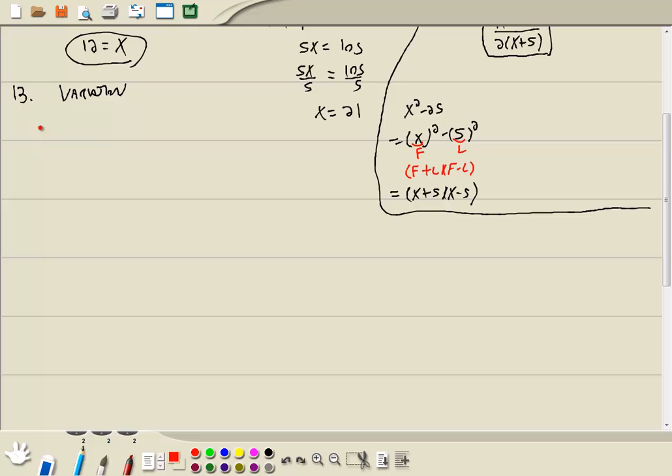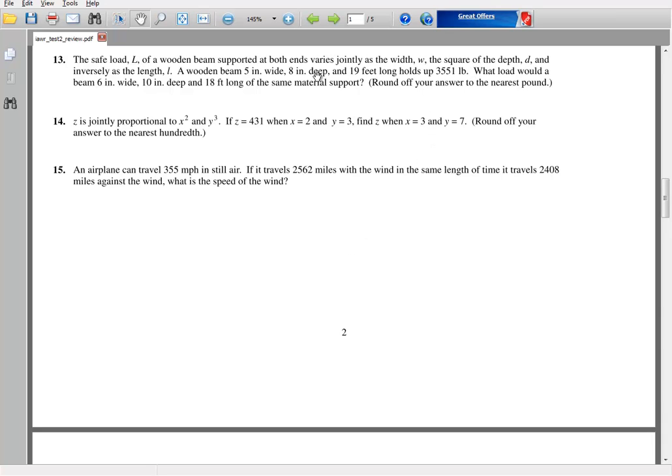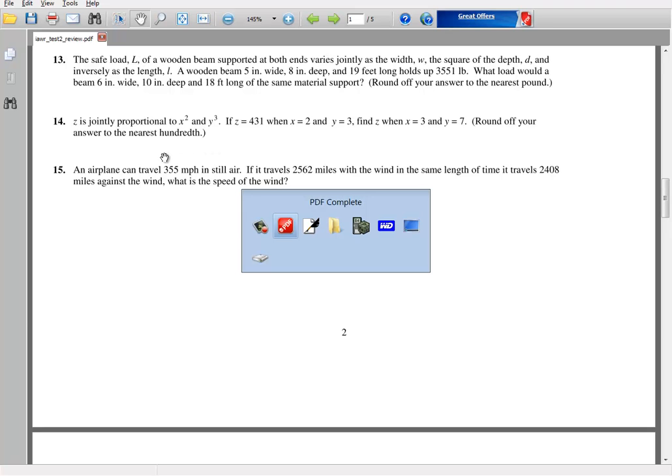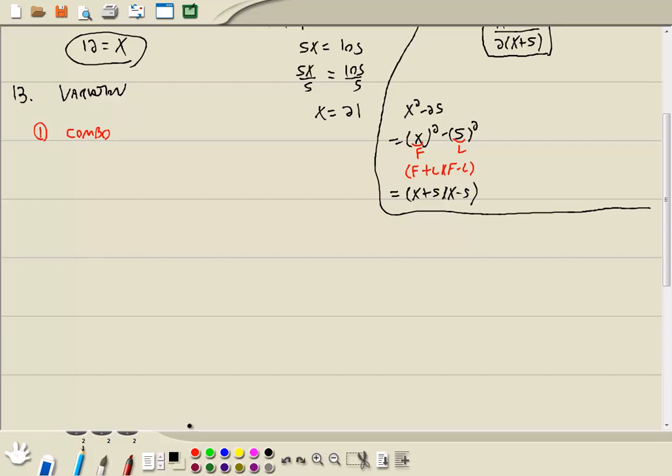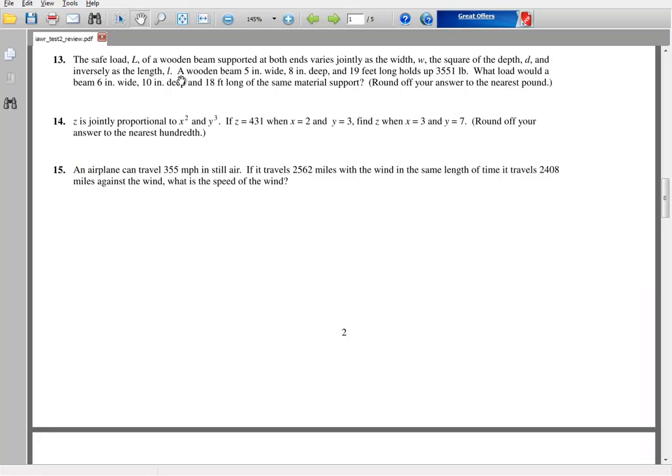Step 1. Determine type. It's a combo because it has not only the word joint, here's joint, but also inverse. So there is no specific form for the combo. You just write it down as you read it. Keep in mind where your varies is where your equals goes. So the safe load L of a wooden beam supported at both ends varies jointly. There's my varies, which is the equals. So L equals.